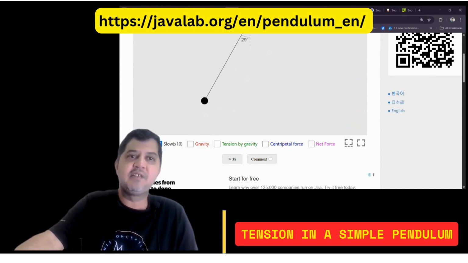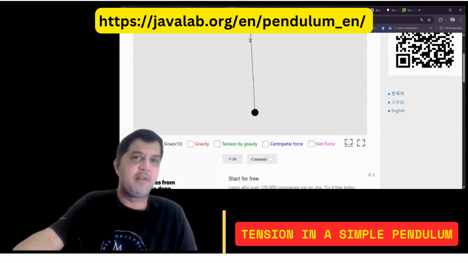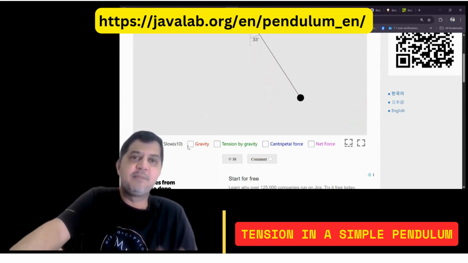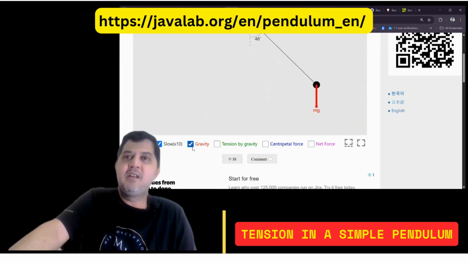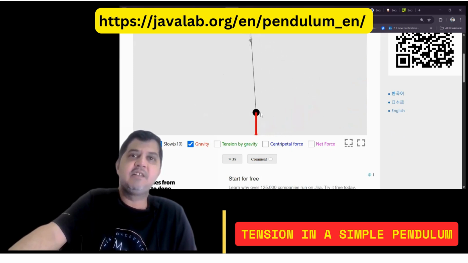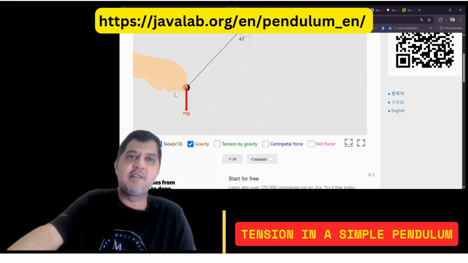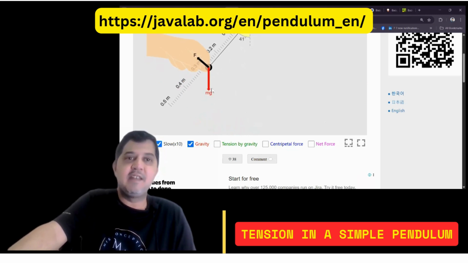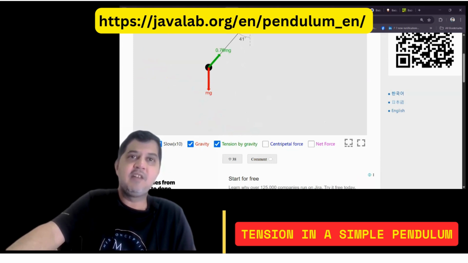Now what I will do is, it's slow over here. I'll let it be slow because I want to view something. Let me click on gravity. When I click on gravity, as I change the length of the string, or the tension in this, or do whatever I want, let me click on this once again. If I keep it here, will the mg change? Mg doesn't change. Mg is the weight of the object. Now let us look at tension by gravity. Now let me run this.